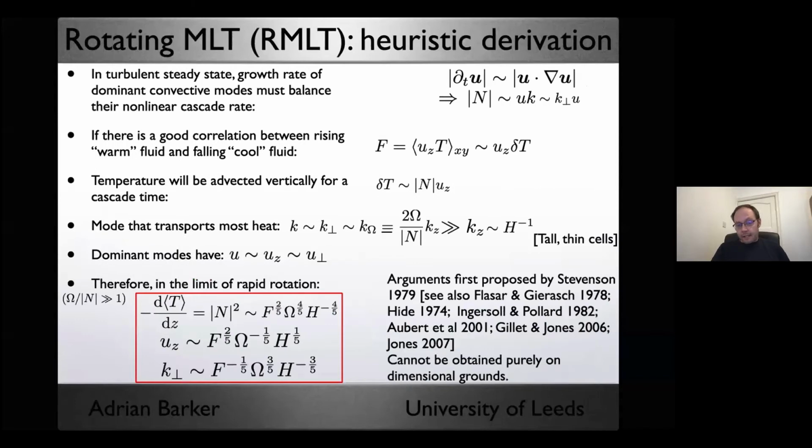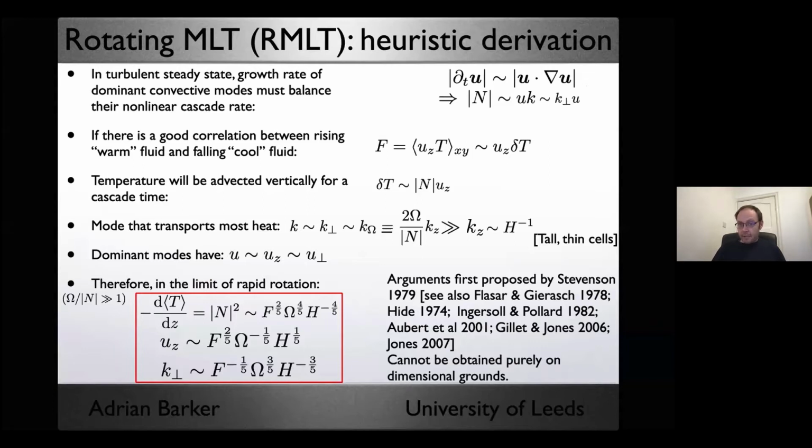And in the rotating case, we can actually apply the same arguments with one change. The only change is that rotation tends to inhibit variation along the rotation axis, and it prefers the excitation of modes that take the form of tall, thin columns in the limit of rapid rotation. So if the rotation is rapid, such that the rotation rate omega is much larger than the magnitude of the buoyancy frequency, then in that limit, convection does take the form of tall, thin columns.